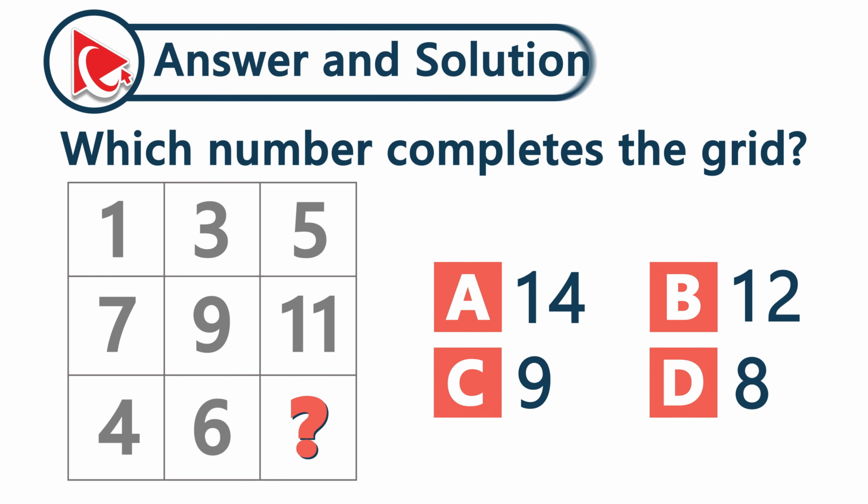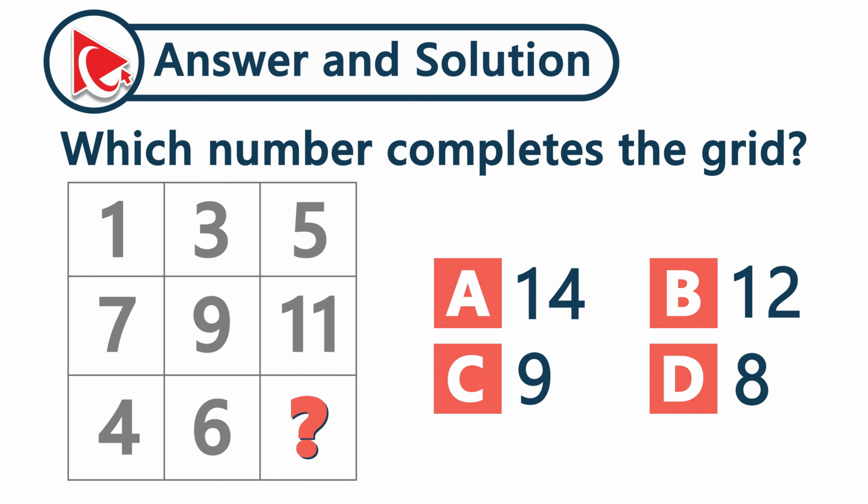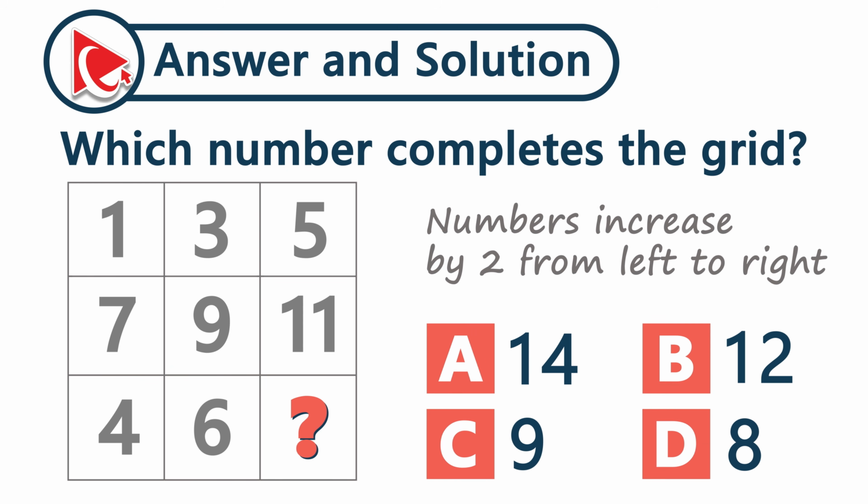Let's break it down. Focus on each row. Look closely at how the numbers change from left to right. Each row in the grid follows the pattern where the numbers increase by 2 from left to right. So what comes after 4 and 6? The missing number in the last row is 8, because 4, 6, and then 8 continues the same +2 sequence, and the final answer is choice D, 8.